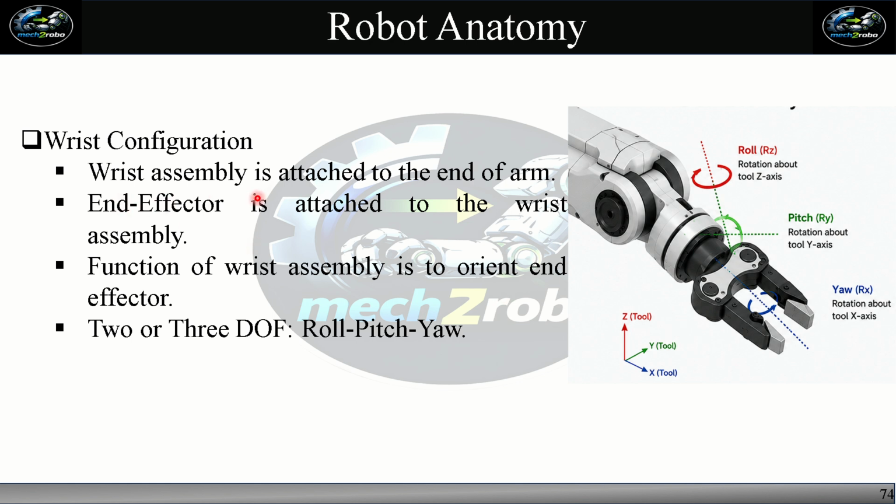And the wrist assembly is generally attached to the end of the robotic arm, and it generally has a robotic end effector attached, which performs the task. And the function of the wrist assembly is to orient the end effector of the robot, and we already discussed that it has 2 or 3 degrees of freedom that are roll, pitch and yaw.